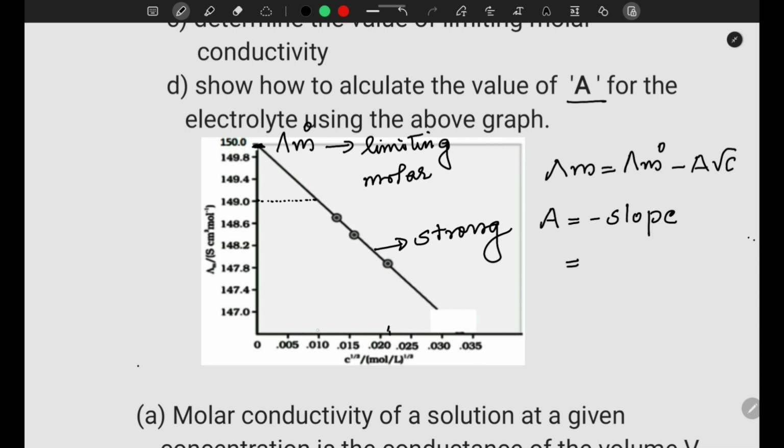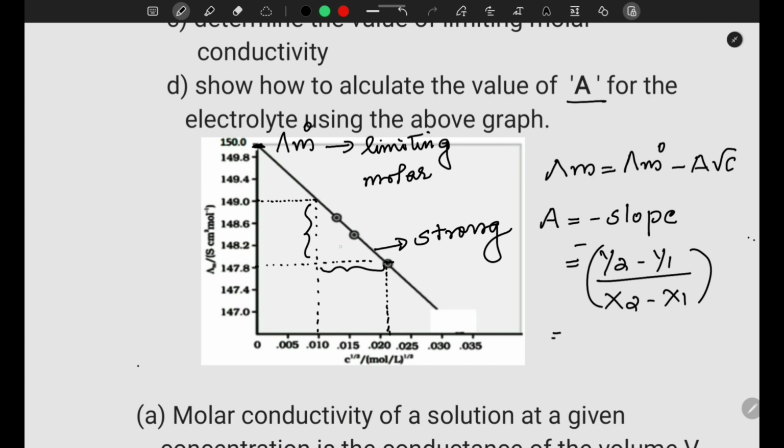So 149, corresponding concentration let us take. Similarly, for 147.8, let us calculate the concentration. So here y2 minus y1 by x2 minus x1. Slope is equal to y2 minus y1 divided by x2 minus x1.